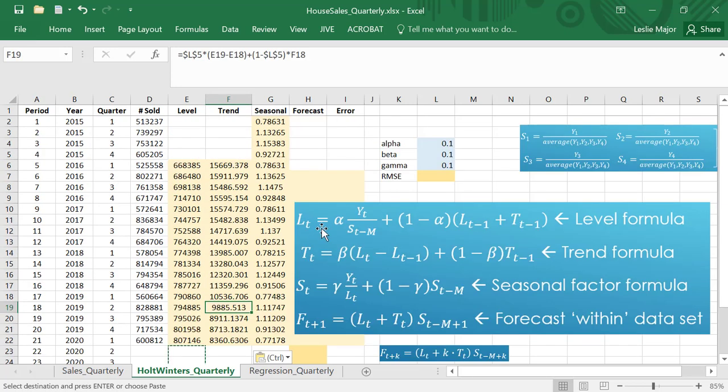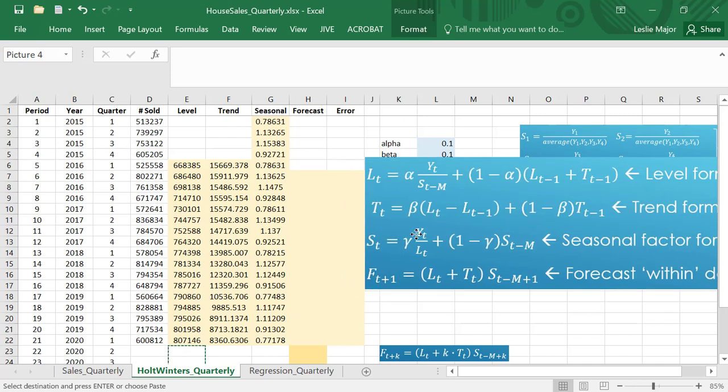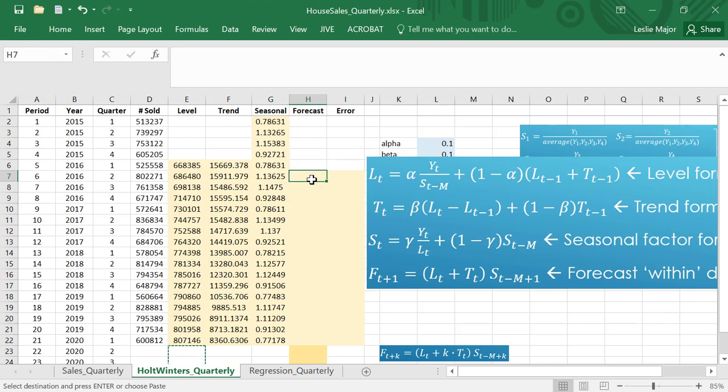And we're almost done. Let's go now get that forecast. So it's my level plus trend, but that gets me my forecast for my next time period, times S t minus m plus 1. Again, I don't worry too much about that. That means current time period minus 1 whole year plus 1 time step forward, because I'm 1 time step forward here for my forecast, but I don't really worry about that. I just do the following. So I take my level plus my trend.